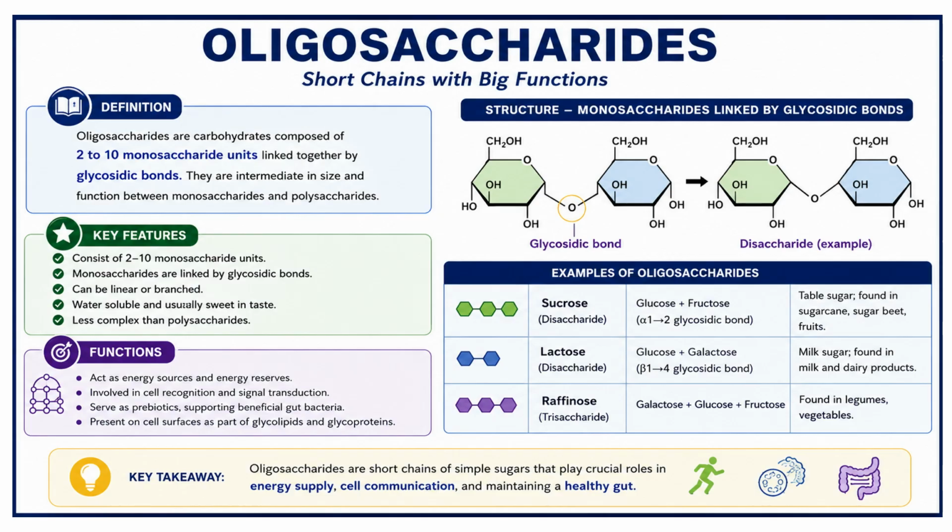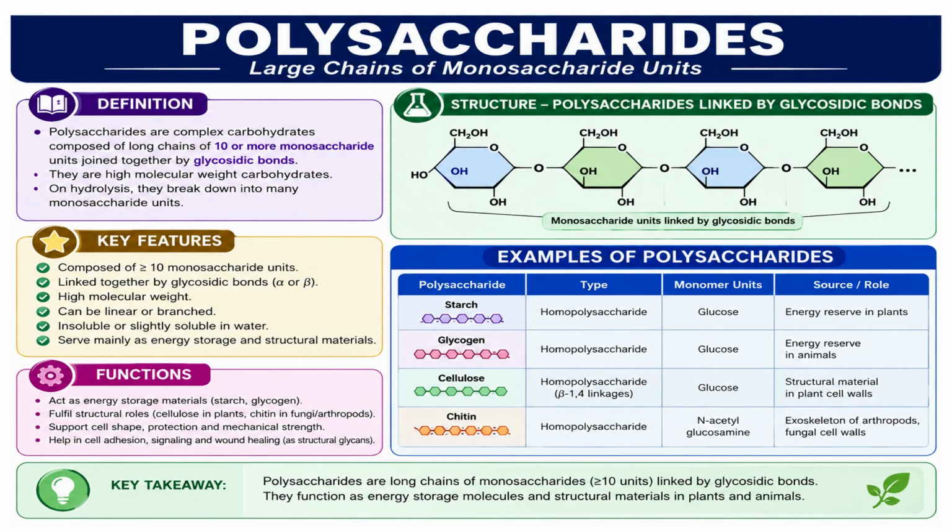Oligosaccharides have several important biological functions. They can contribute to energy supply, participate in cell recognition and signaling, and act as prebiotics that support beneficial gut bacteria. They are also present in glycoproteins and glycolipids on cell surfaces, where they contribute to cellular communication and recognition.